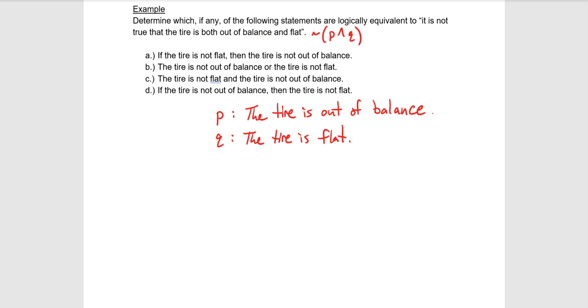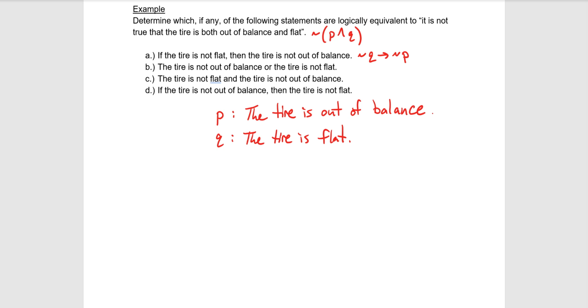Okay, so what we're going to do is come up with a truth table, and that's going to be one of our columns. Let's figure out what these other statements are going to be in symbolic form as well. The first one, for A, is if the tire is not flat, then the tire is not out of balance. So that's going to be a conditional, starting with Q: if not Q, then not P. Both of them were negated, and we just started with Q, and it was a conditional.